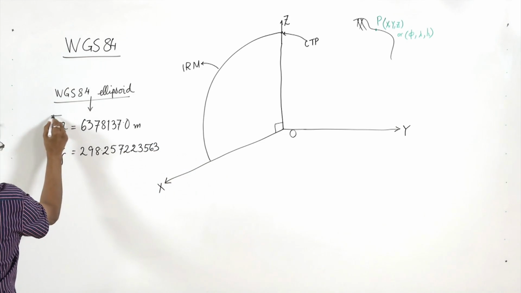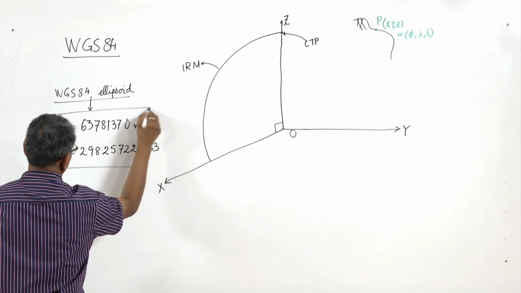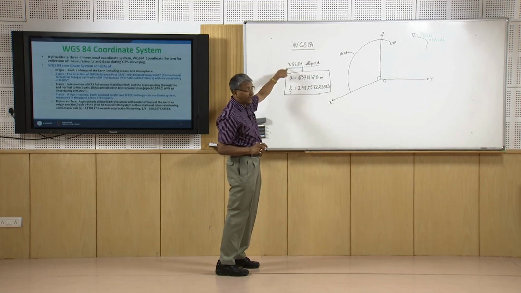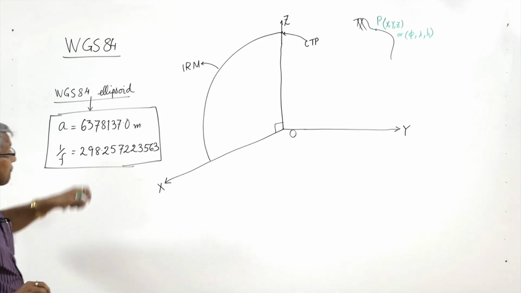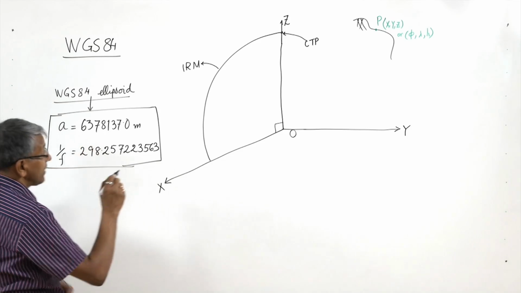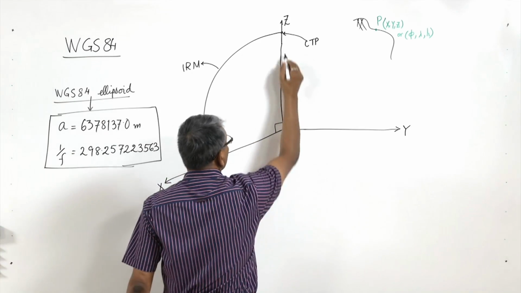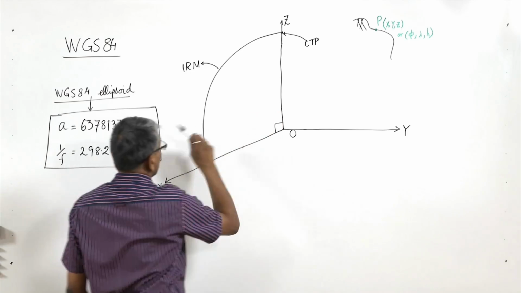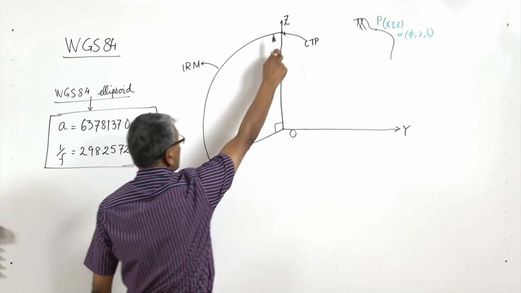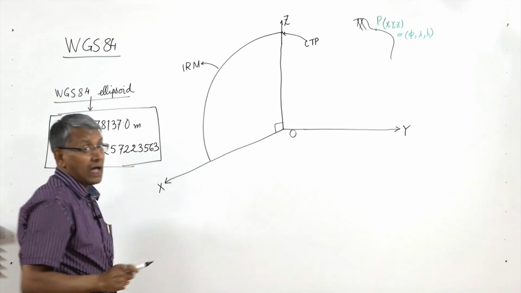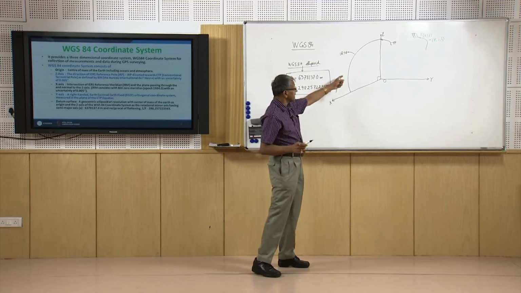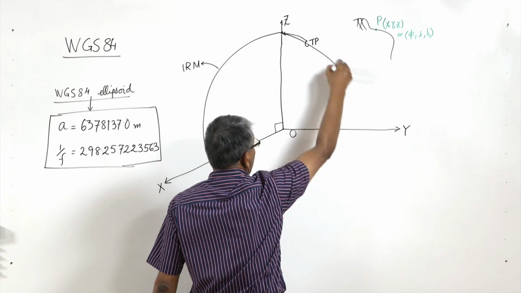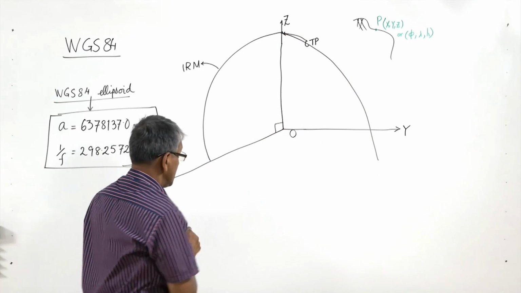So these are the two parameters which define the WGS 84 ellipsoid. If we take the minor axis along this Z, and revolve this ellipse about the Z axis, then the ellipsoid I get is called the WGS 84 ellipsoid, and that is considered as the reference surface.